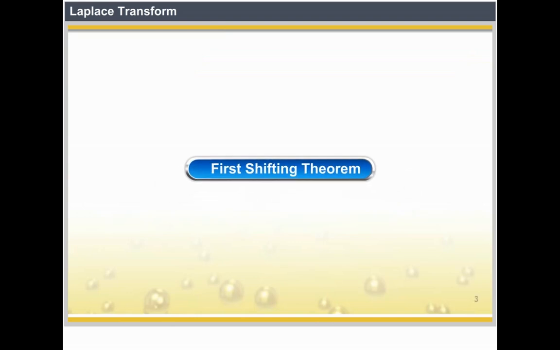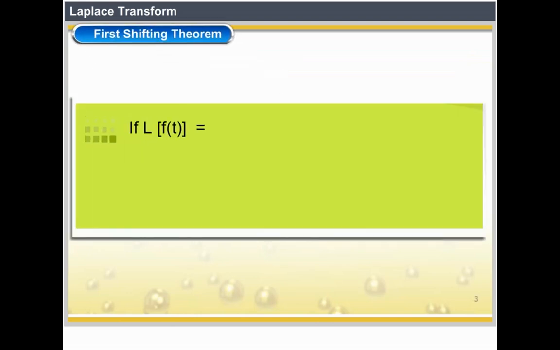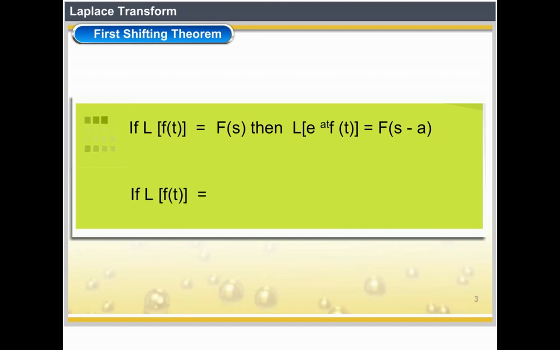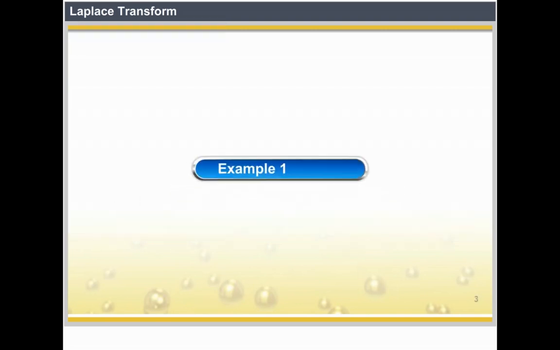First shifting theorem. If L of f(t) = F(s), then L of e^(at) f(t) = F(s − a). If L of f(t) = F(s), then L of e^(−at) f(t) = F(s + a). Example 1.